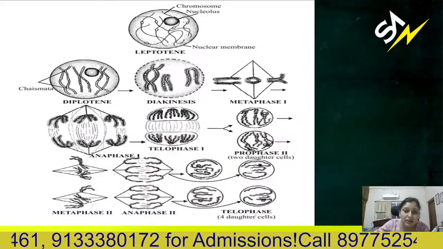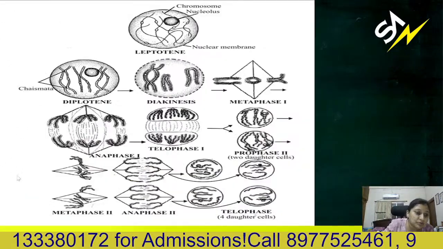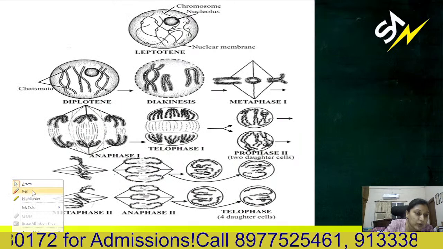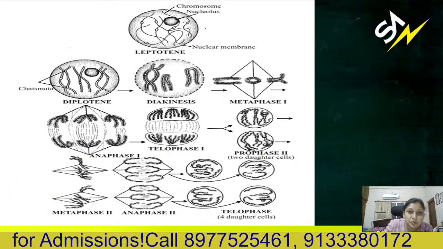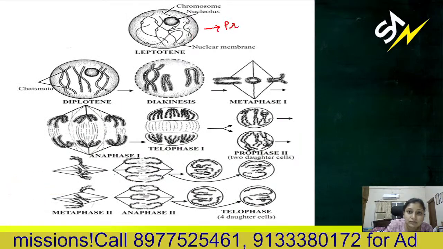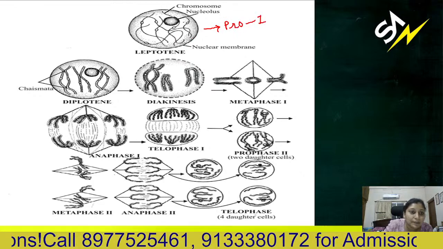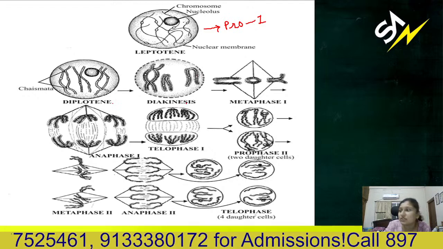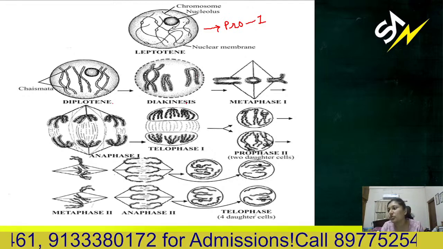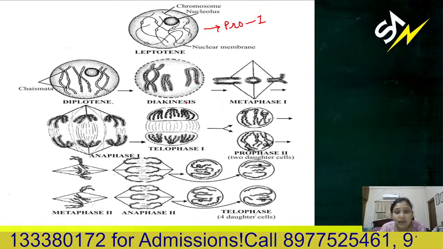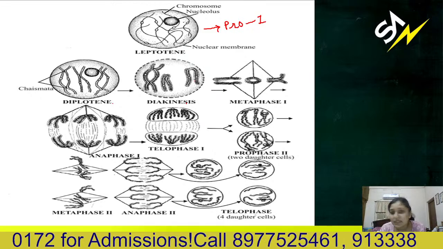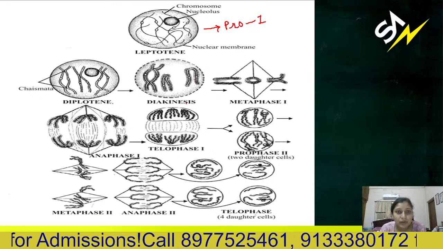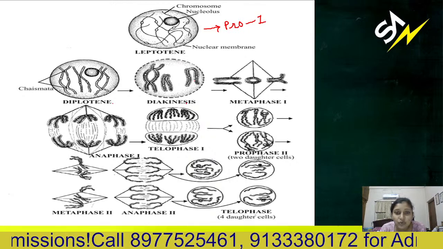centromere occurs. Look here, this is leptotene. This is your prophase 1. So prophase 1: leptotene, zygotene, pachytene, diplotene, then diakinesis. Okay, then it will lead to metaphase 1.